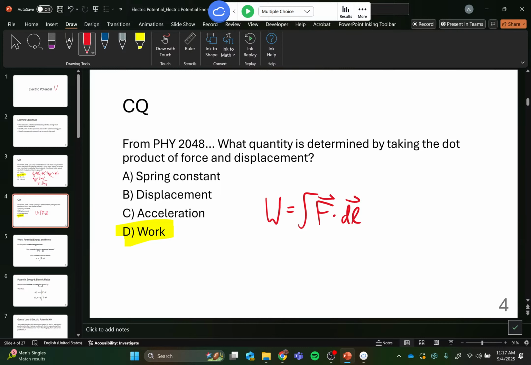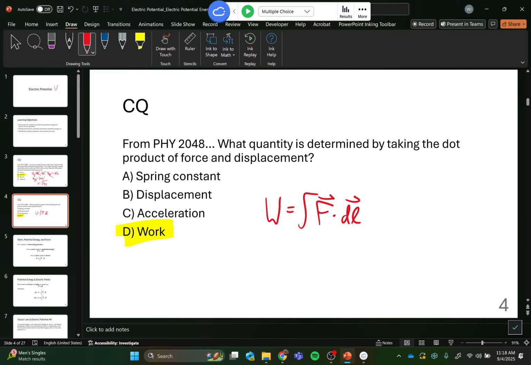What does work do? It increases the energy of your system. If you apply a force in the direction you're moving, that object will get faster. If you apply force in the opposite direction you're moving, you will make it go slower. You're either adding or taking away energy. Positive work, add energy. Negative work, take away energy. That's what work is.